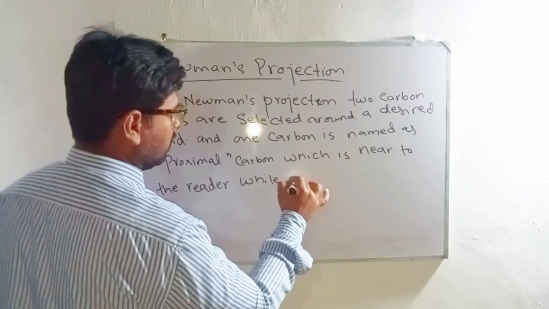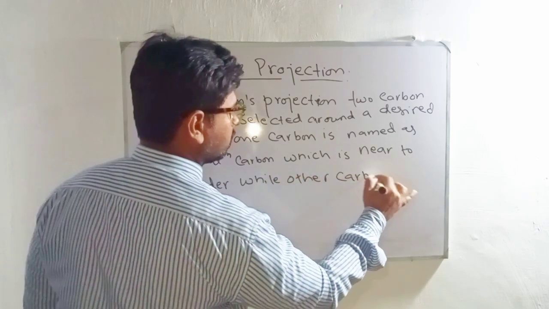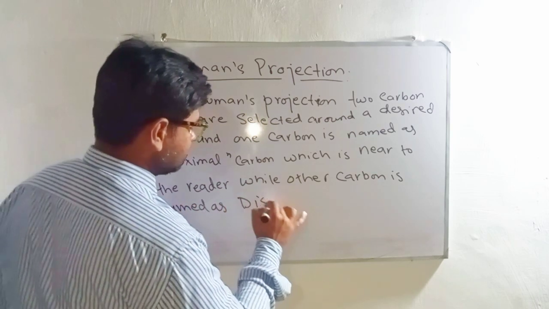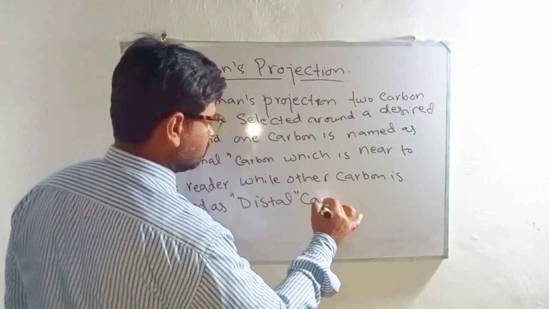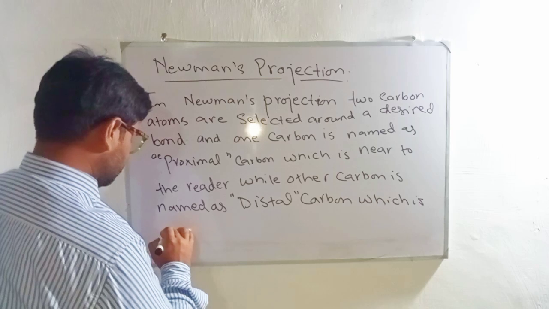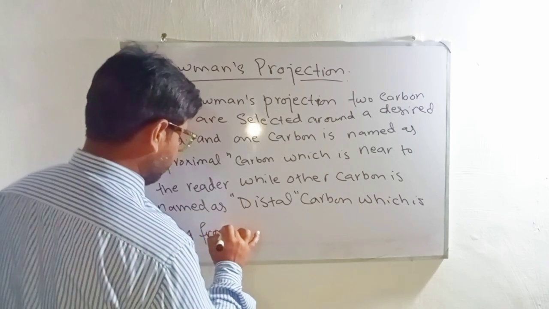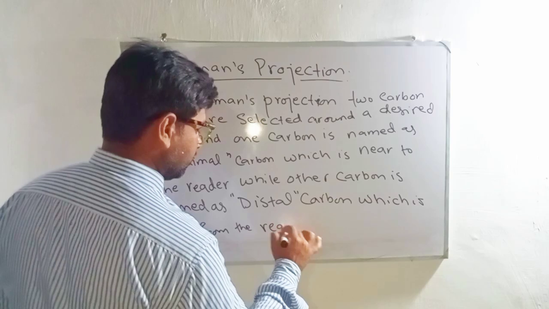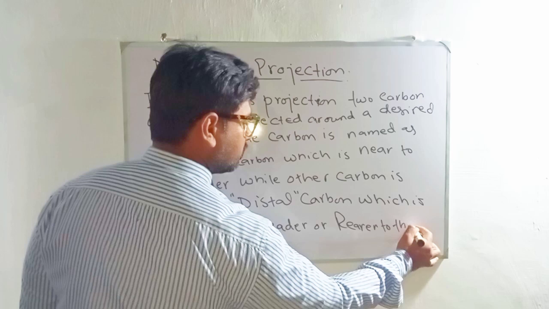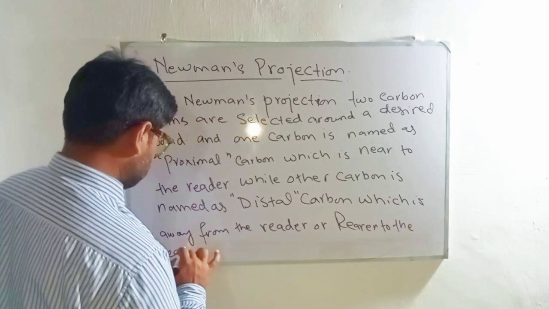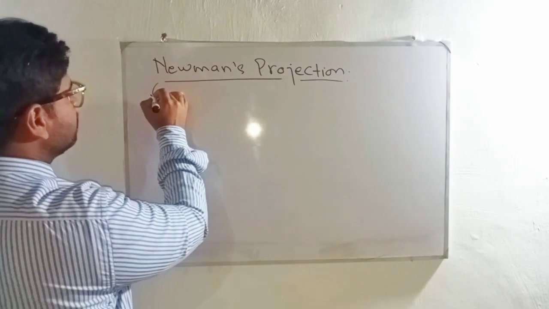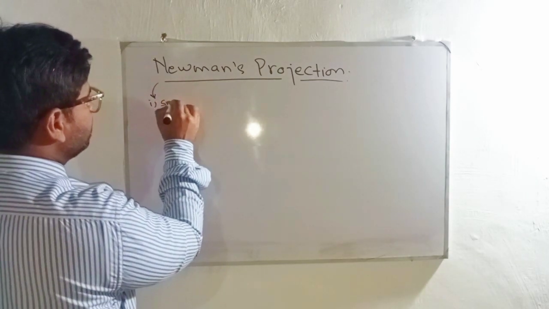While the other carbon is named as distal carbon, which is away from the reader. So basically in Newman's projection we select a desired bond.